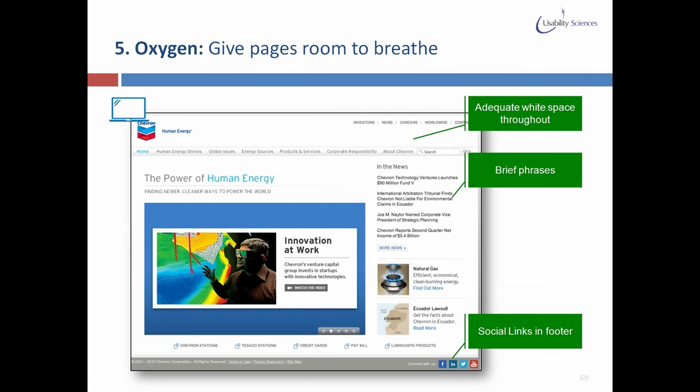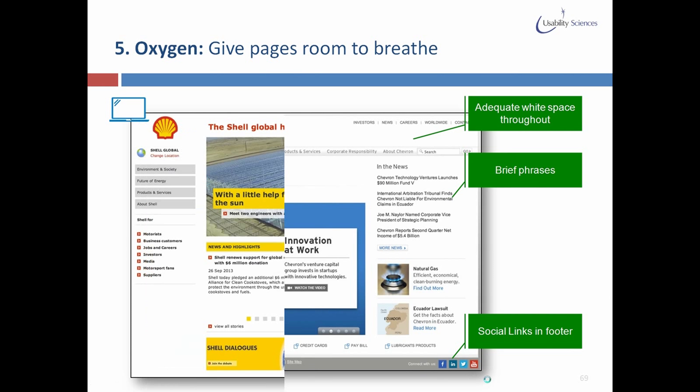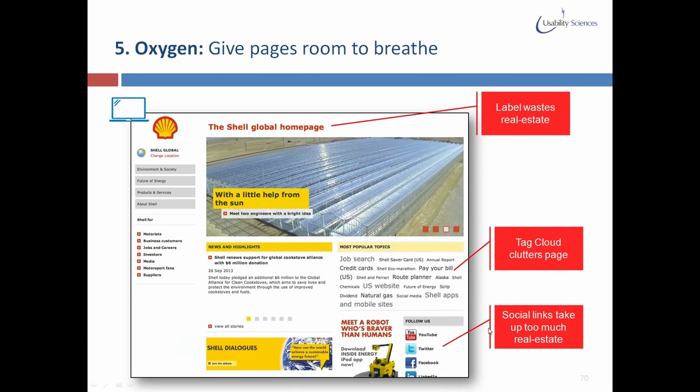Here is a desktop site that does the same thing. As you can see, there's adequate white space, nothing's too cluttered or crowded here. There are brief phrases, and things that are secondary in nature, like the social links, are down here in the footer. Now we take a look at another desktop site that doesn't necessarily meet that best practice. We've got an unnecessary label here that's just eating up real estate, labeling the homepage. We've got a tag cloud that adds additional clutter and additional text to the page. And then we see the social links down here in a larger format, including labels, which again is just eating up more real estate.